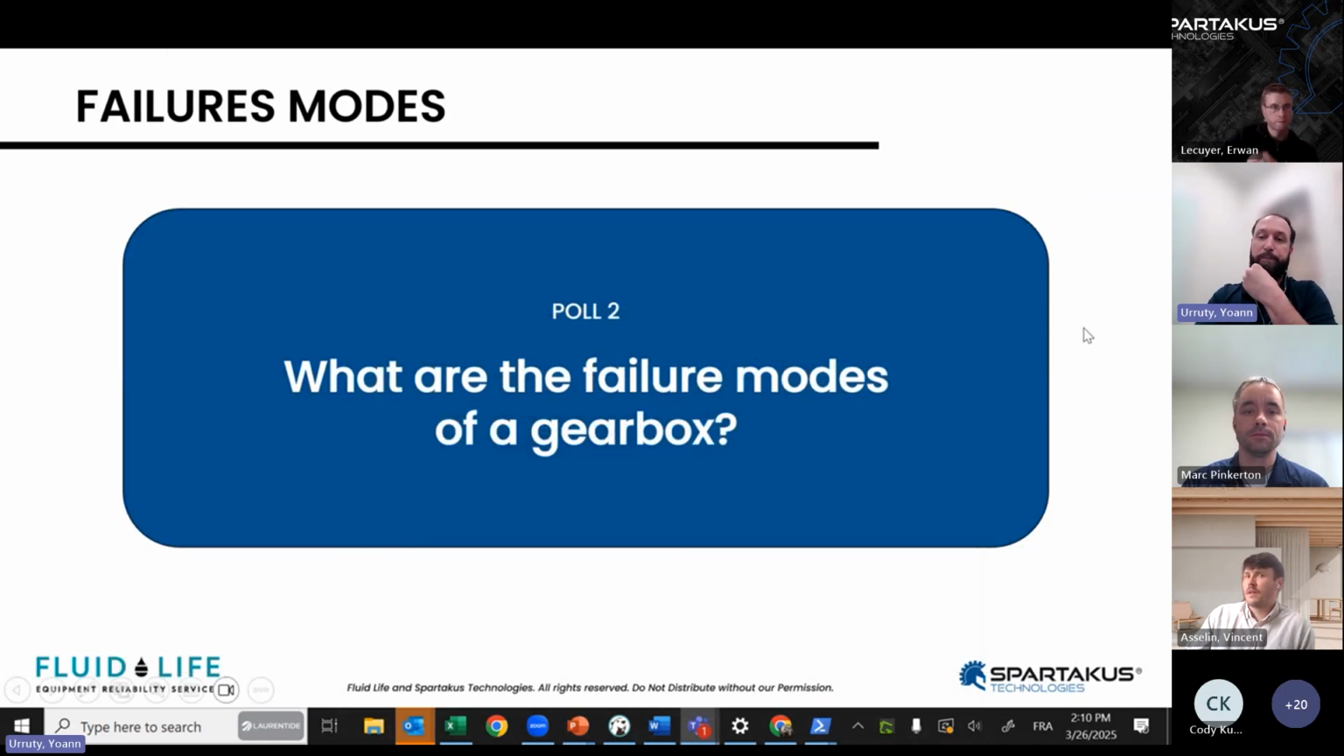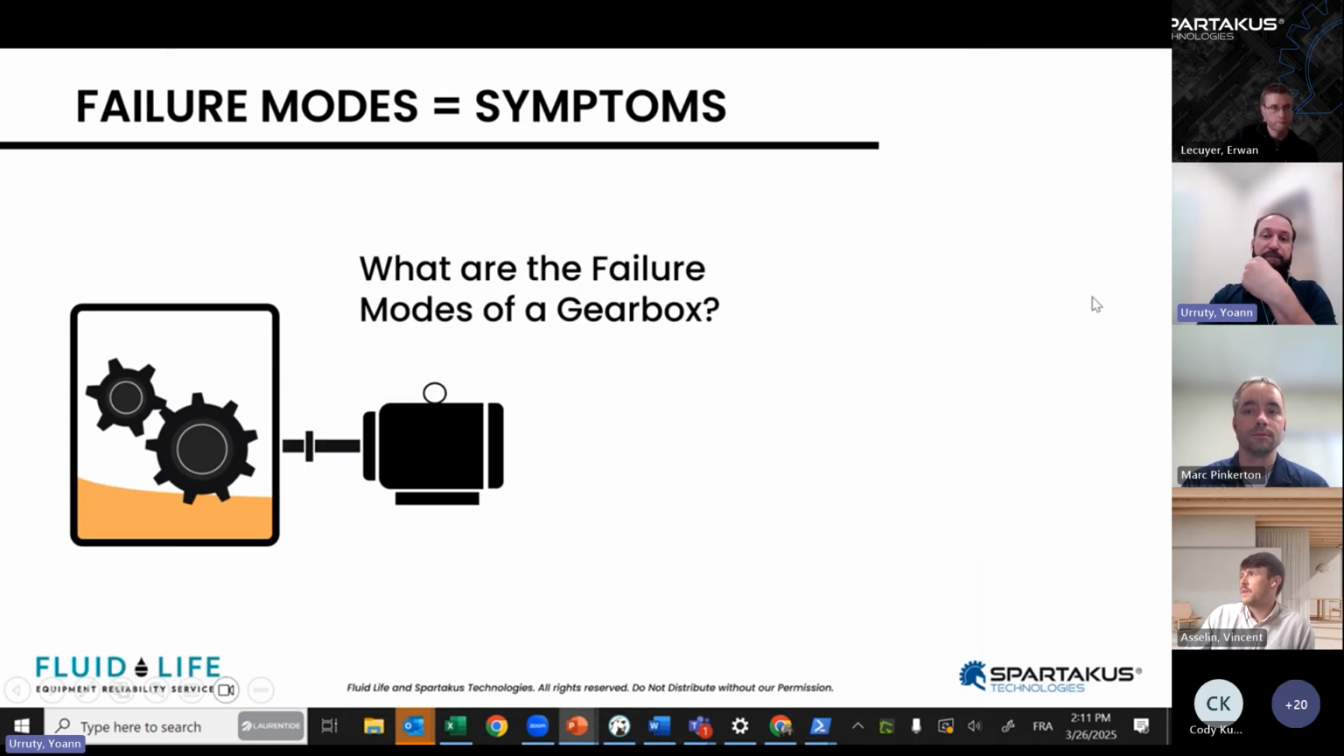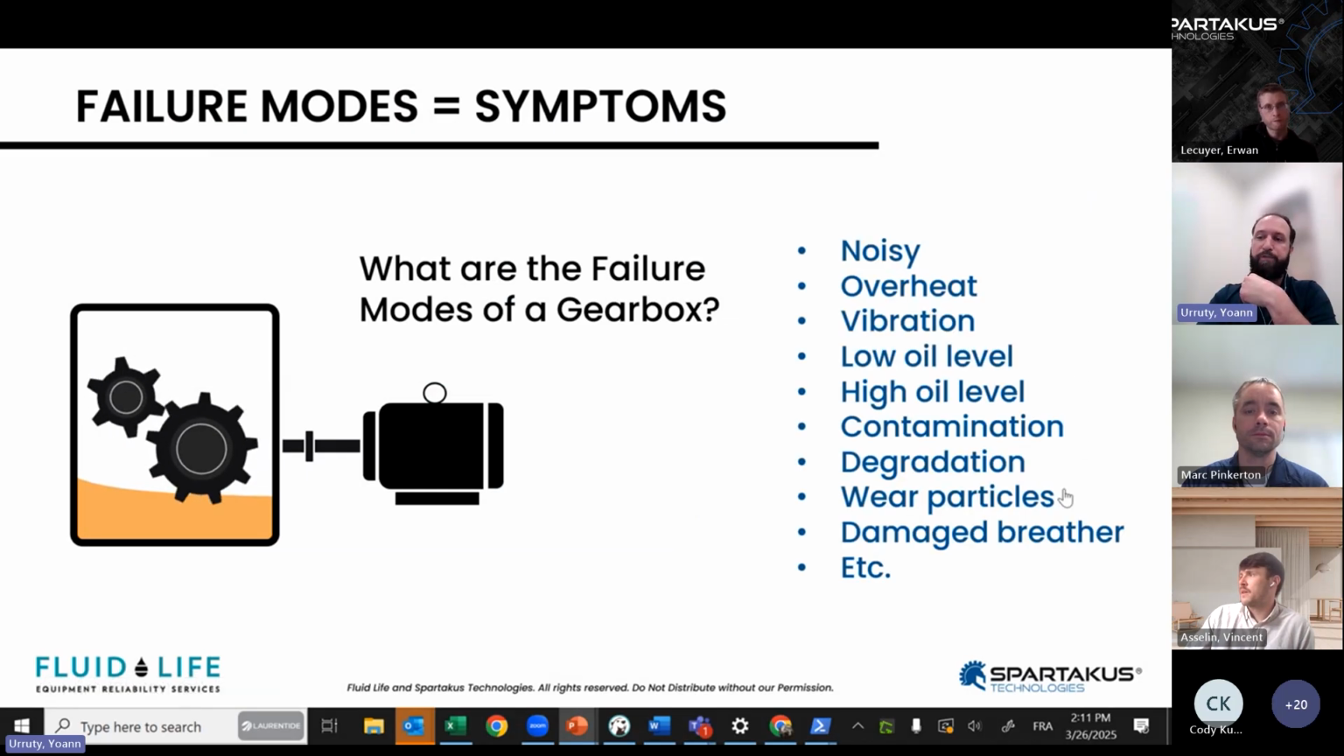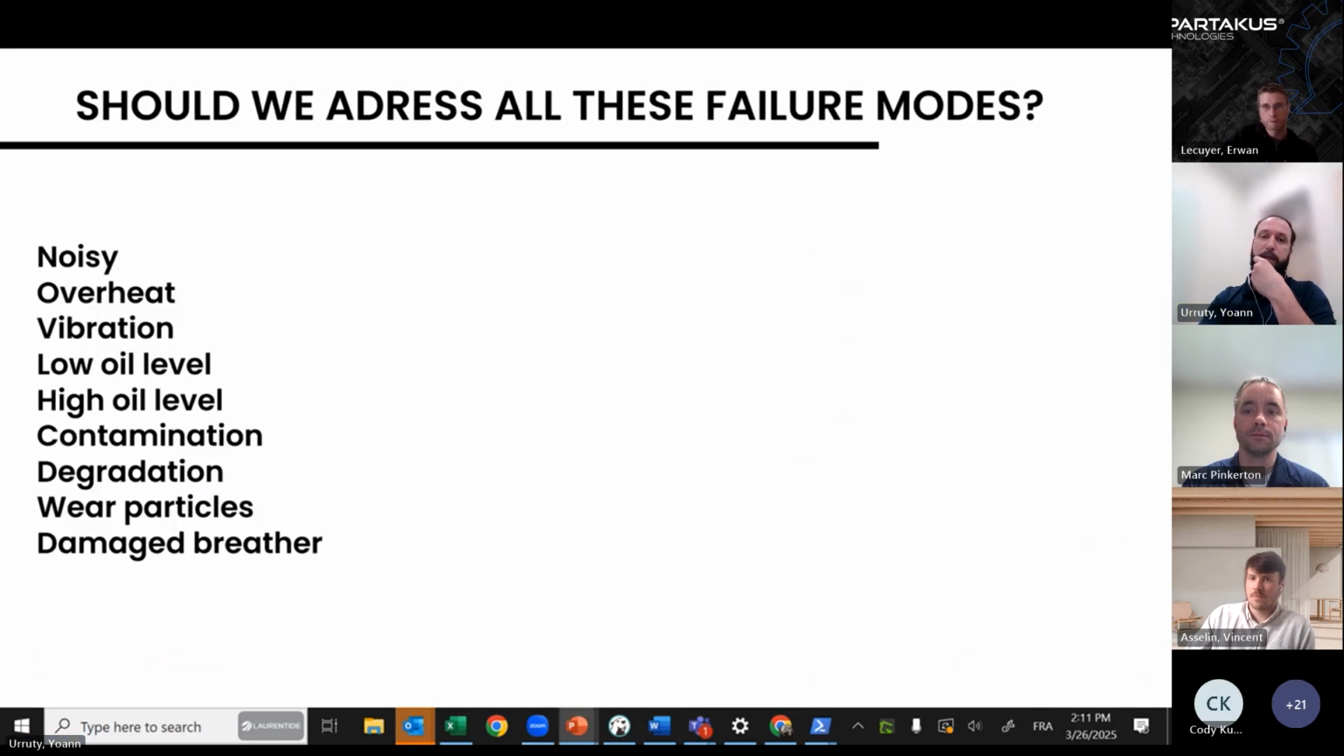So going back to my presentation now, what are the failure modes of a gearbox? Here's a very short list of what I would consider a list of symptoms for a gearbox: noisy, overheat, vibration, low oil level, high oil level, etc. And now the question becomes, okay, what do you do with that? Should we address all of these failure modes with specific maintenance tasks, PM tasks, predictive maintenance tasks, with vibration, oil analysis, etc.? We don't know, right?